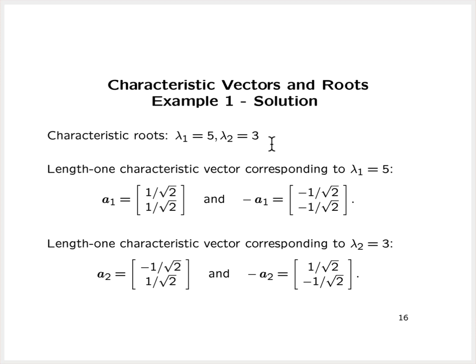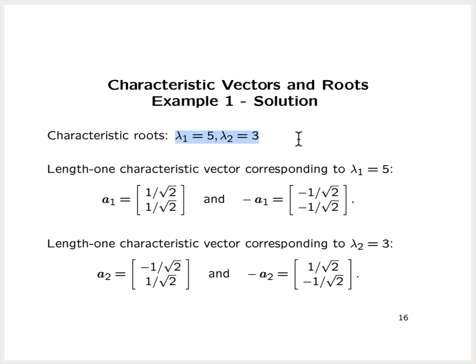Okay, so for this matrix, and again, we're not going to do the mathematics to extract these characteristic roots, I'm just going to give them to you. But this 2 by 2 matrix has characteristic roots given by lambda 1 equal to 5 and lambda 2 equal to 3. Now, let me just point something out here.